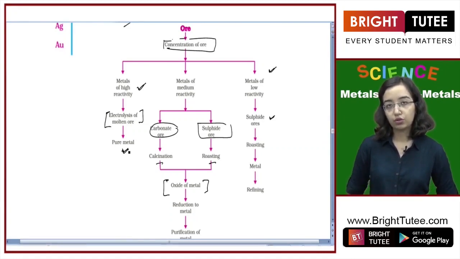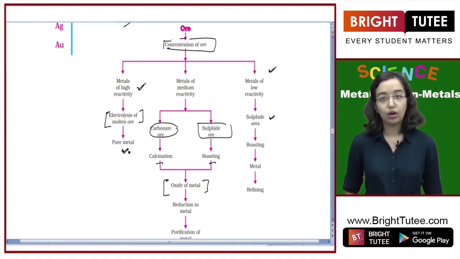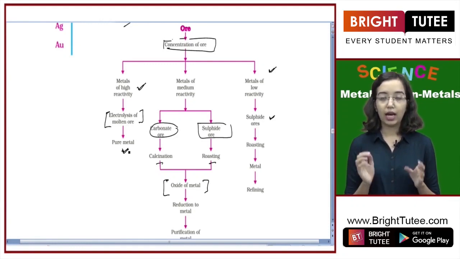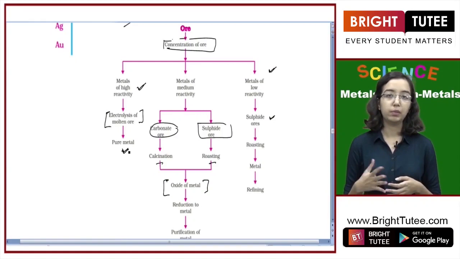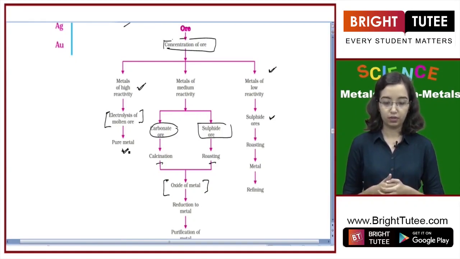So what we have understood so far is that metals can essentially be divided into three categories of high reactivity, medium reactivity and low reactivity, and there are different processes for all three. So as we go further, we'll be exploring the processes in all three directions.